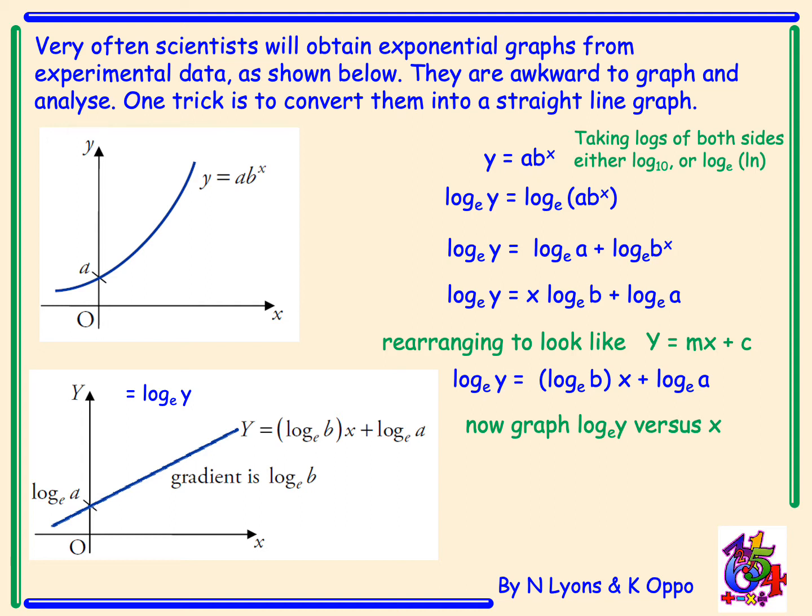This can be very useful. This comes up time and time again in questions. So we've got a straight line, gradient equals log b, y-intercept equals log a. We can use those facts to then work out what a and b are if they're unknowns in our problem solving.